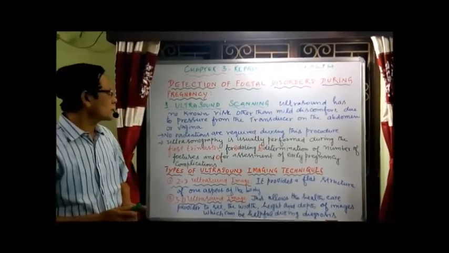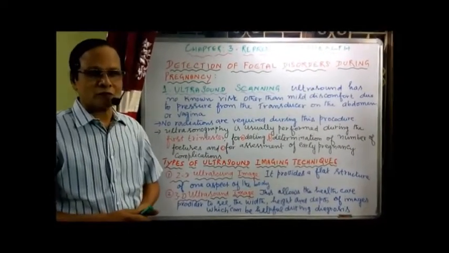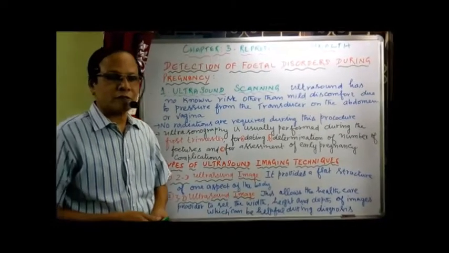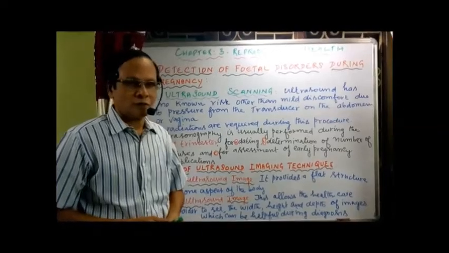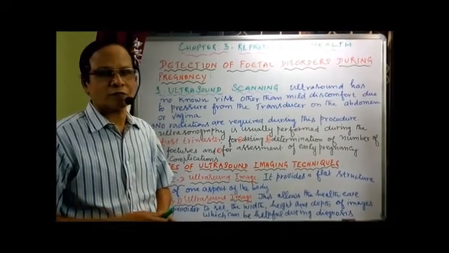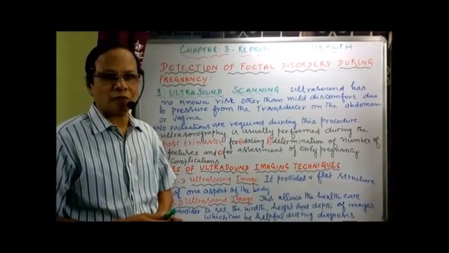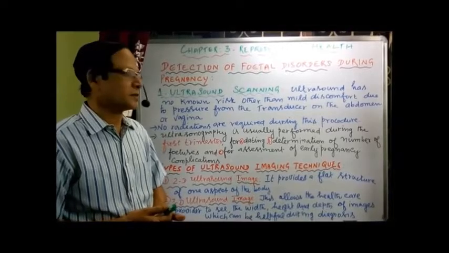Now the first method, ultrasound scanning. This is a method adapted nowadays to find out the nature of the baby, the dating, number of fetuses, etc. Not for heartbeat rate, we use a fetoscope just for finding out the heartbeat rate. But here we have to find out the complications during the early pregnancy, the number of fetuses, etc.